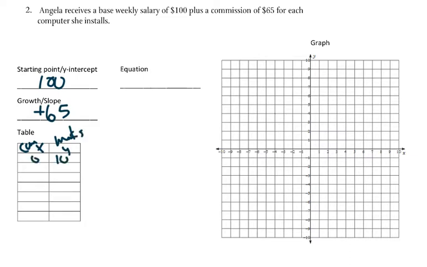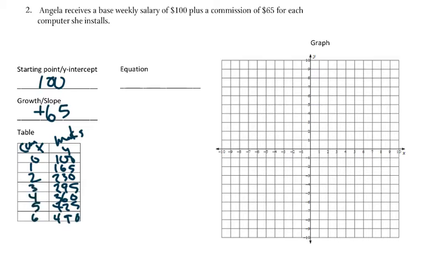So we start out, she always receives 100, even if she doesn't install any computers. After the first computer, 165. After the second computer, let me grab a calculator to make sure I'm not making mistakes here. So 165 plus 65 would be 230, plus 65, 295, plus 65, 360, plus 65, 425, and plus 65 would give us 490. Okay, so there's our table.